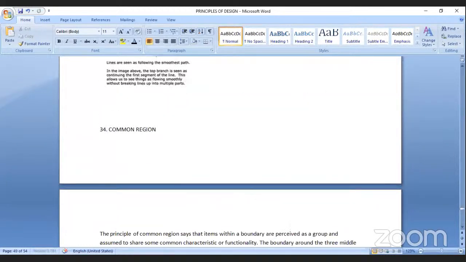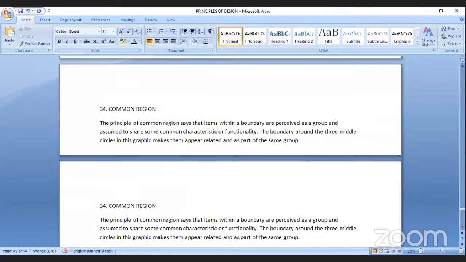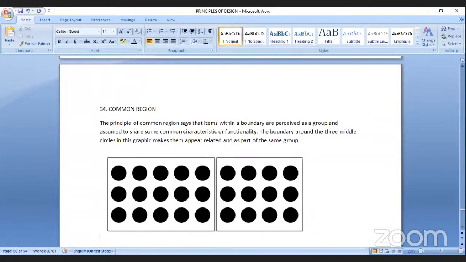Next, common region. The principle of common region says that items within a boundary are perceived as a group and assumed to share some common characteristic or functionality. For example, you can see here in the image, when you see that this is a group, you feel that this is one group and this is another group. The elements may be different in it, but it feels like they all share some common characteristic.